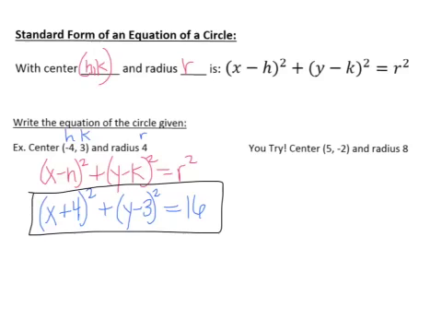Now you try. Go ahead and write the equation of the circle given that the center is (5, negative 2) and the radius is 8.